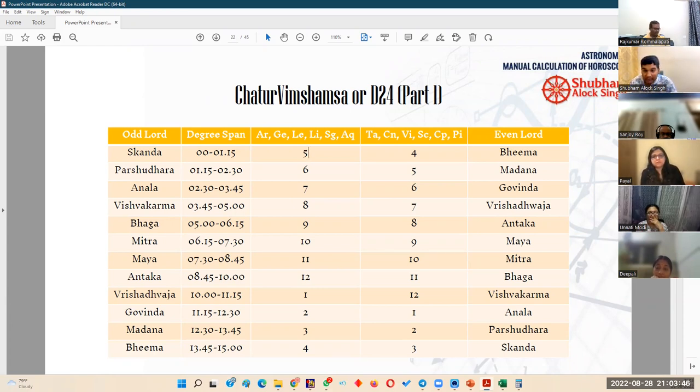Because Parashara is an old guy, from the time of Vishnu Purana, he's there. From Vishnu Purana up to 2022, there are many discrepancies that have come into the text of Parashara. These discrepancies were not intended by Parashara, but others made them because of their foolishness. Generally, this happens. Foolish people are very confident. So these discrepancies have come.